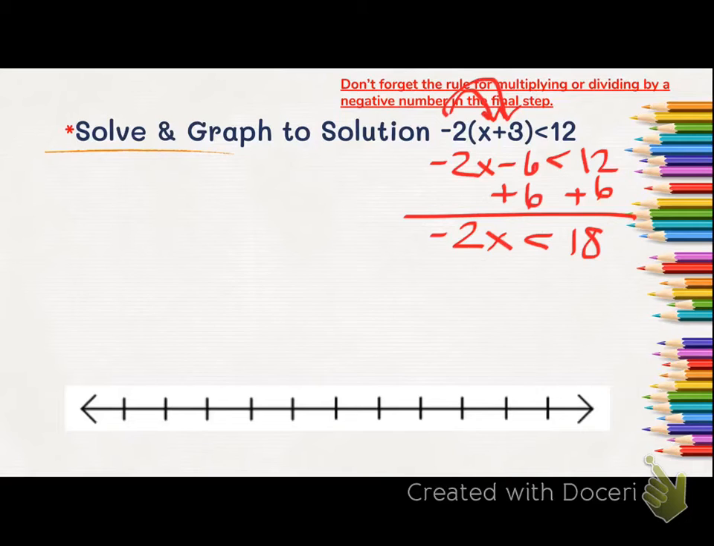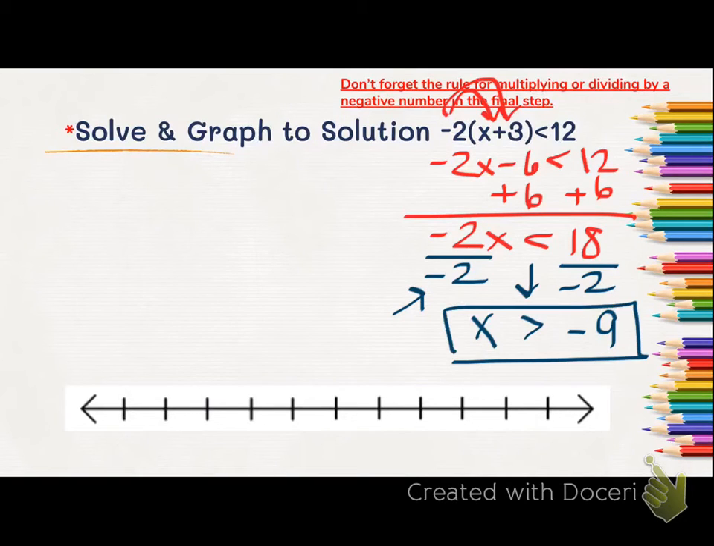Now we need to divide both sides by the coefficient of x, which is negative 2. Remember, when you divide by a negative, you must flip the inequality symbol. So we're going to divide. We get x here, negative 9 here. The symbol needs to switch. Why? Because we divided by a negative. So we end up with greater than. x is greater than negative 9.